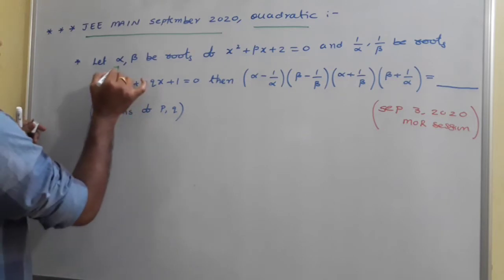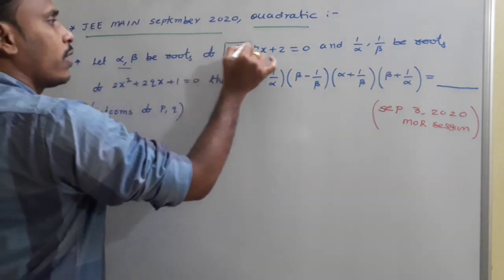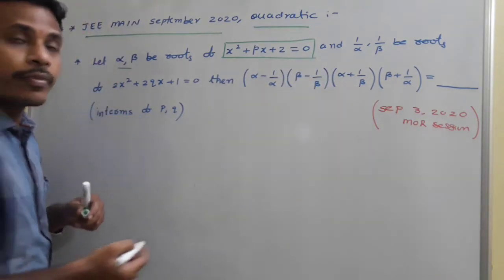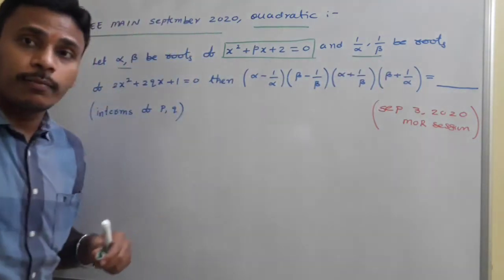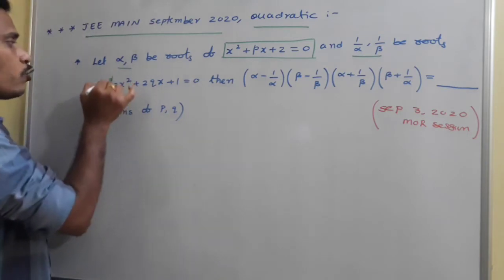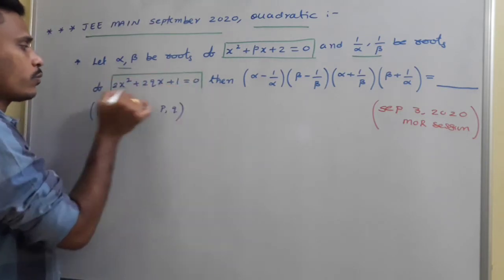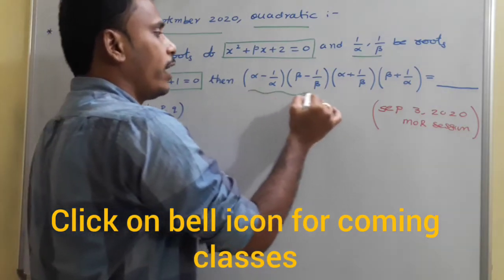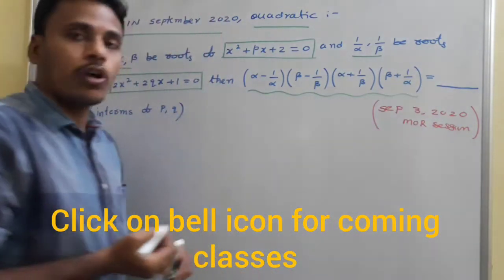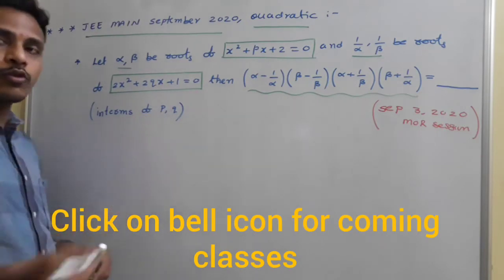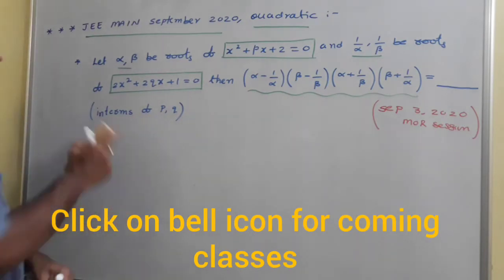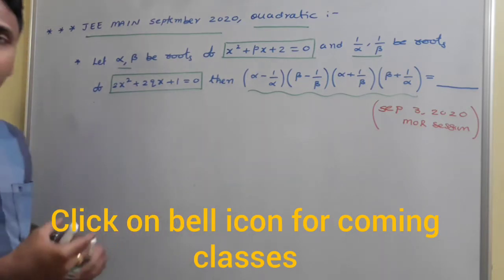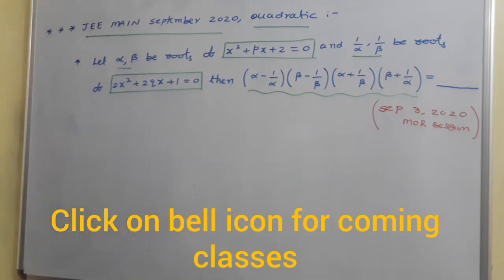As they mentioned, alpha, beta are the roots of x square plus px plus 2 is equal to 0, and 1 by alpha, 1 by beta are the roots of 2x square plus 2qx plus 1 is equal to 0. Then we need to find the value of this product. The answer may be in terms of p and q. I won't mention the options here because of the space. The options are in terms of p and q. You need to choose the correct option.